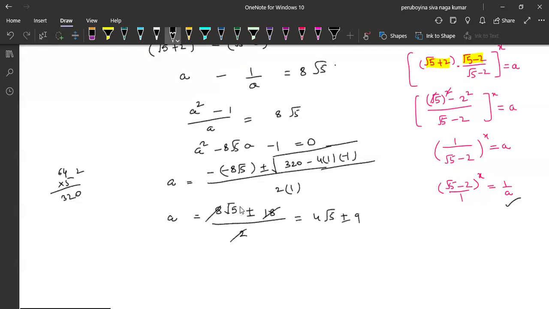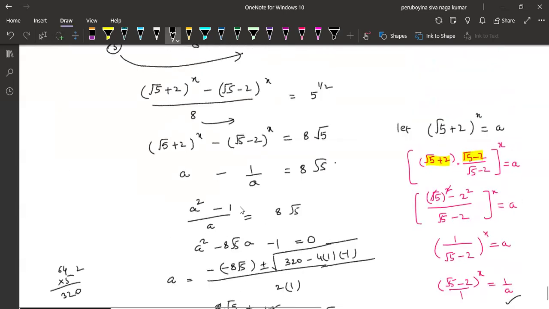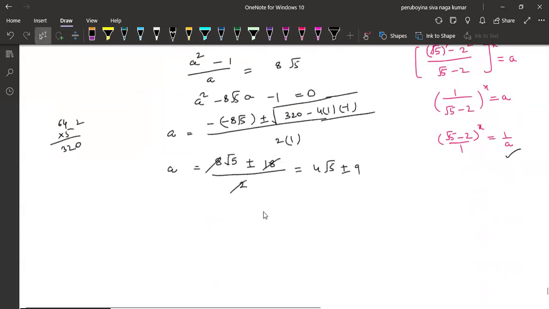And now you can see what is a. A is nothing but (root 5 plus 2) whole power x. And it is equal to 4 root 5 plus or minus 9. So root 5 is approximately 2.25 something.